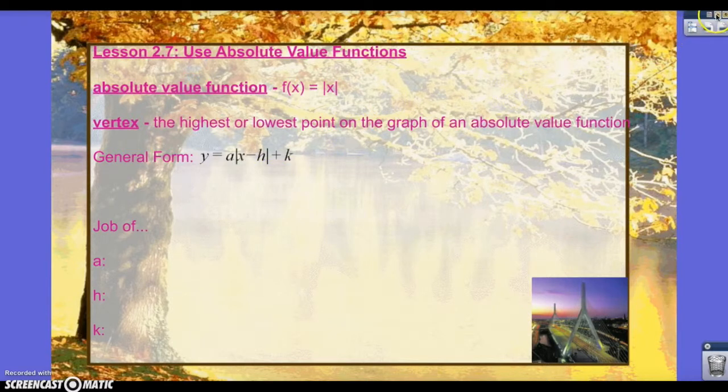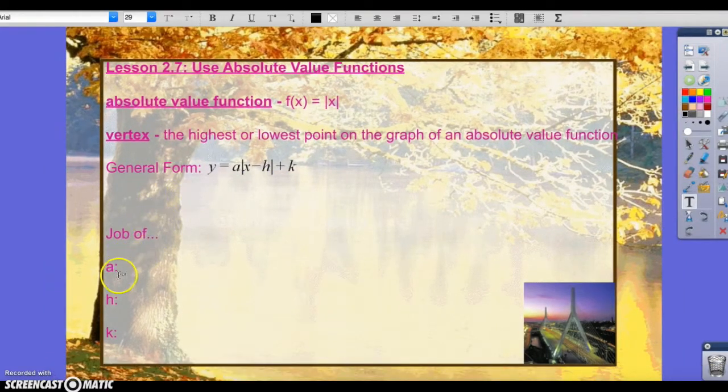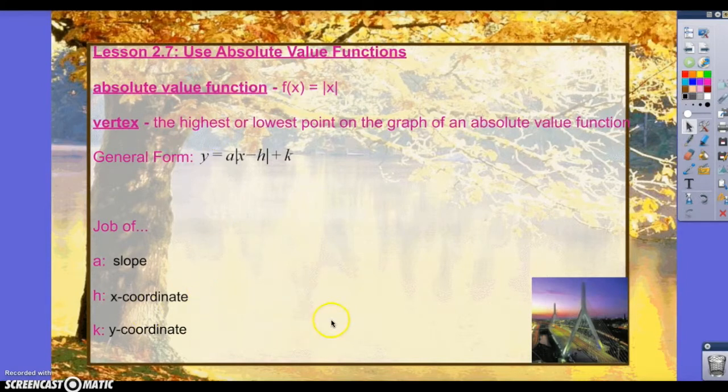So let's type in what each of the jobs are that you could fill out in your chart. Job of A is the slope. And we saw that it got either wider or narrower, and we'll talk about that in the next slide. H is my x coordinate. And then my k is my y coordinate. Now you might be asking, why do we not call it x and y? Well, in math, we want to differentiate between the parts here. And really, what do you have? You have an x here and a y here. So we're going to call it something different.